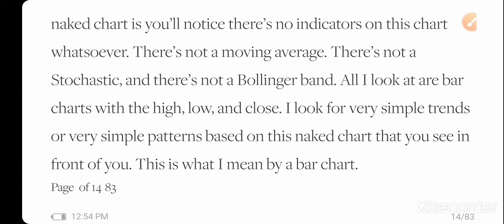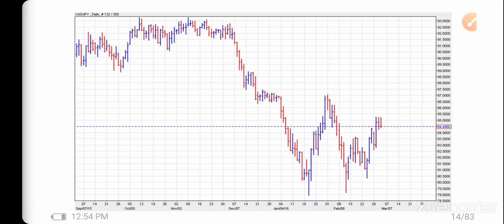I look for very simple trends or very simple patterns based on this naked chart that you will see in front of you. This is what I mean by a bar chart. So let's look at the chart. This is a bar chart. And those of you who are familiar with MT4 or MT5, we have 3 different kinds of charts which you can switch to. We have the candlesticks chart, we have the linear chart, and then we have the bar chart. And this is the bar chart.